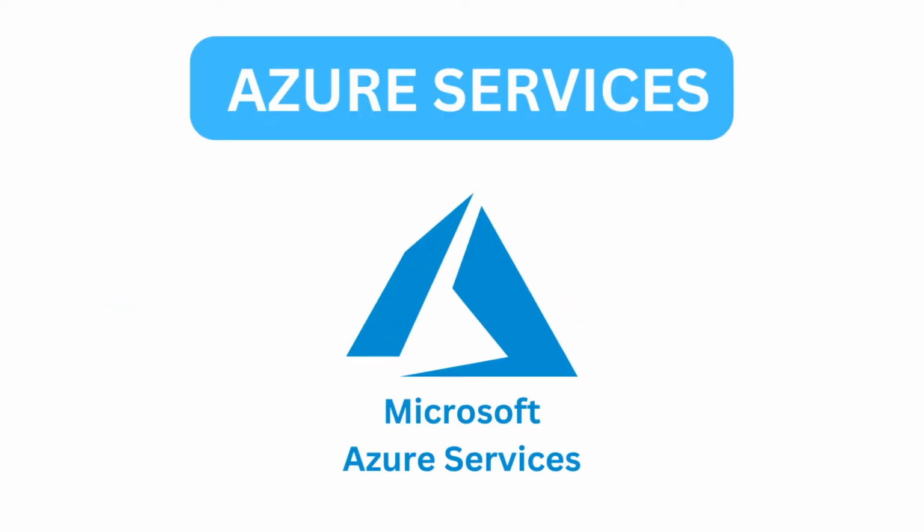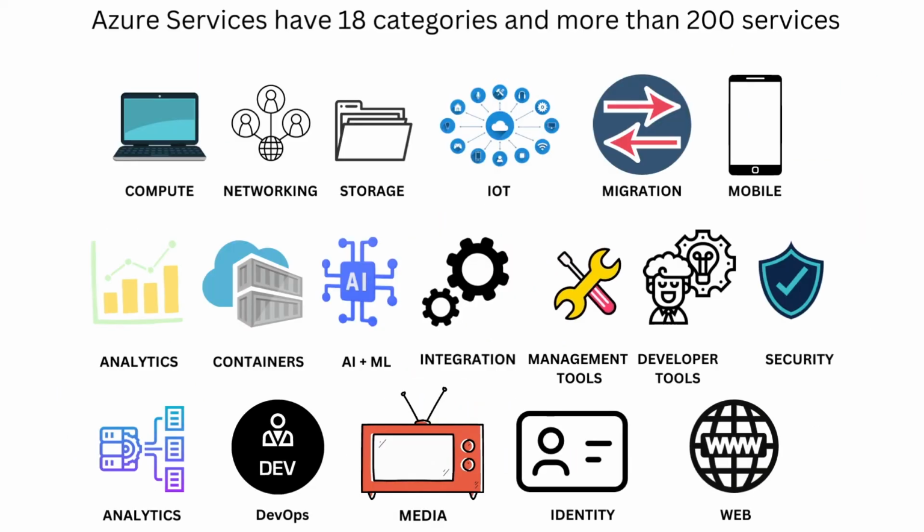Now, let's talk about Azure services. Azure services have 18 categories and more than 200 services, so we can't go through all of them. It has services that cover compute and machine learning, integration, management tools, identity, DevOps, web, and so much. You are going to have a hard time trying to find the domain that Azure doesn't cover, and if it doesn't cover it now, you can be certain they will be covering or working on it in future.